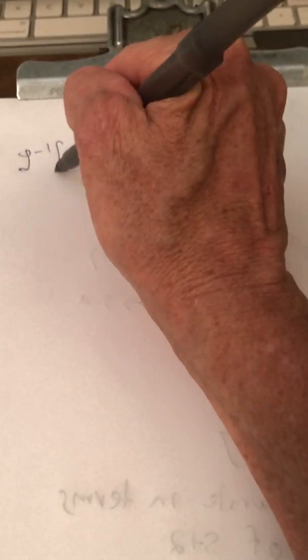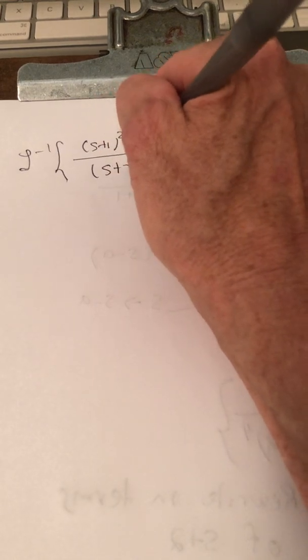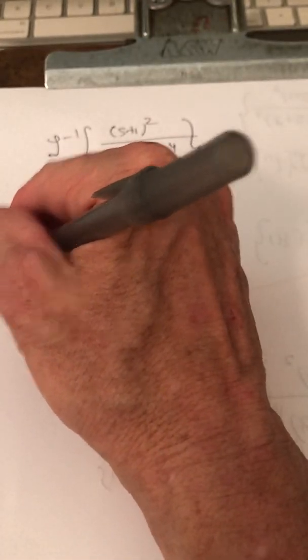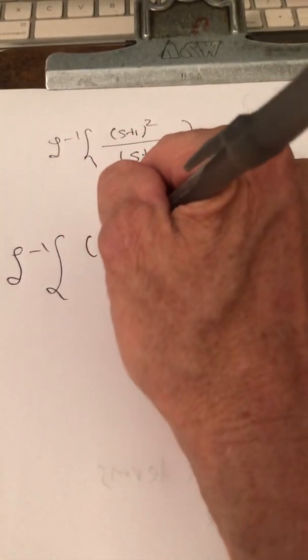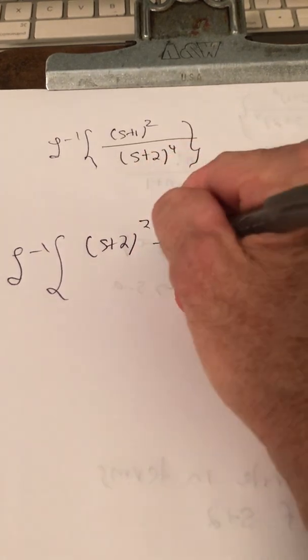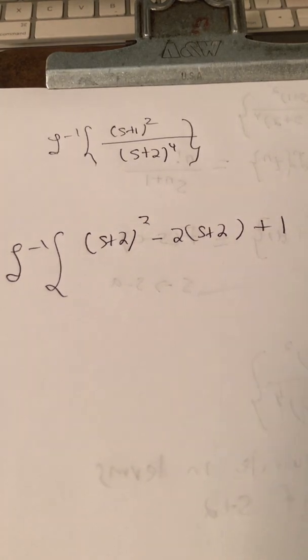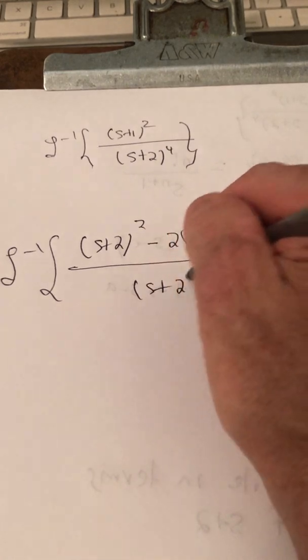So what we have now is this. The original inverse Laplace transform we had was, again, (s plus 1) squared over (s plus 2) to the fourth. After doing some algebra, this ends up being the inverse Laplace transform of (s plus 2) squared minus 2 times (s plus 2) plus 1, all over (s plus 2) to the fourth.